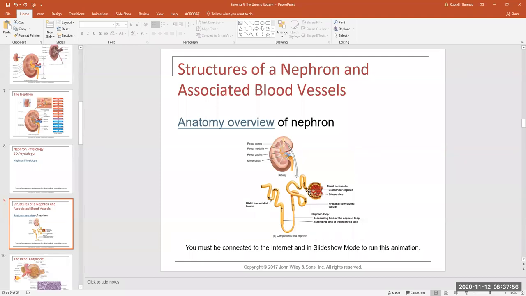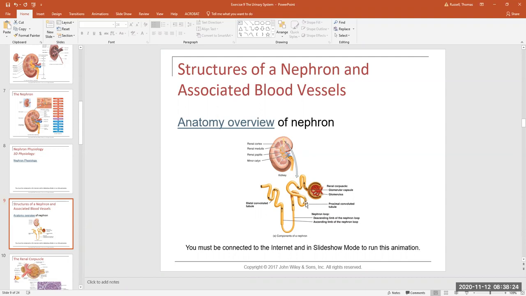The first part of the renal tubule is referred to as the proximal convoluted tubule. It's called proximal because it is proximal to the renal corpuscle. It's called convoluted because it's really all twisted up in the kidney. It twists back on itself. Proximal convoluted tubule can be abbreviated PCT. P as in Paul, PCT.